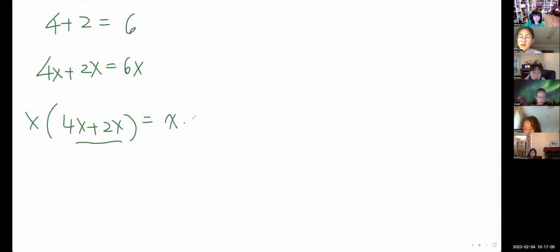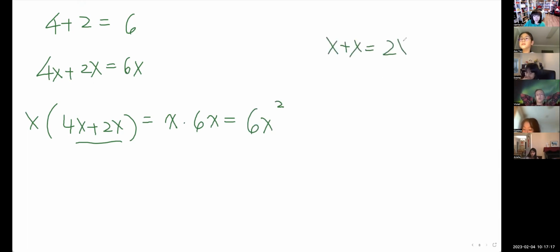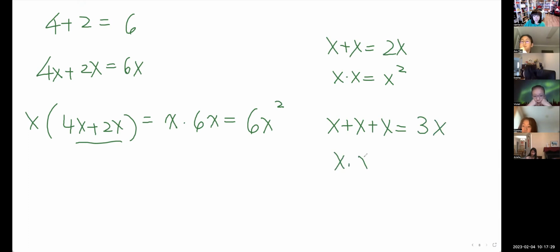So x times 6x equals what? 6x squared. Remember, we have x plus x equals 2x, but if we have x times x equals what? X squared, okay? So everybody, x plus x plus x equals what? 3x. Very good. So x times x times x equals what? X cube. Very good.